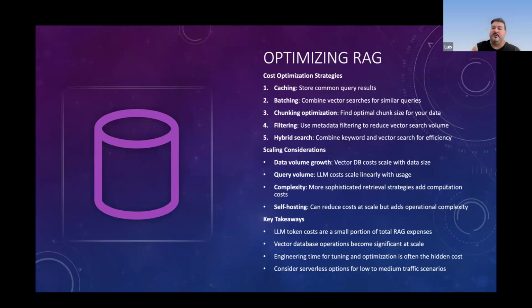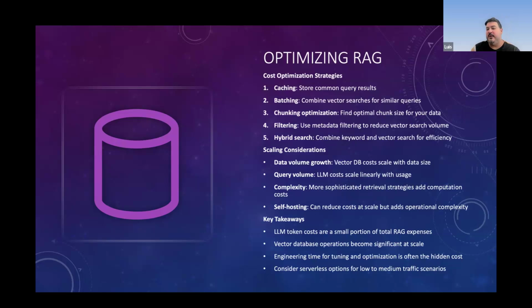So again, a key takeaway I want you to take away from looking at a RAG is that LLM token costs are actually a small portion of the total RAG expenses. What becomes really expensive is the vector database operations, which become significant at scale. If you have millions of data, billions or terabytes of data, this will be the major cost-eating part of your RAG each month, not the people asking questions. It's hosting all that data coming in.